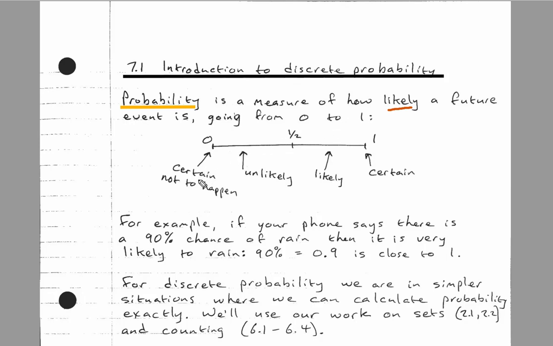So 0 means this future event is certain not to happen. Small numbers mean it's unlikely. 1/2, so that's 50-50. So tossing a coin and getting, say, heads, that has probability 1/2 if the coin is fair. Probability 1 means it's something certain to happen. And numbers close to 1 are more likely.